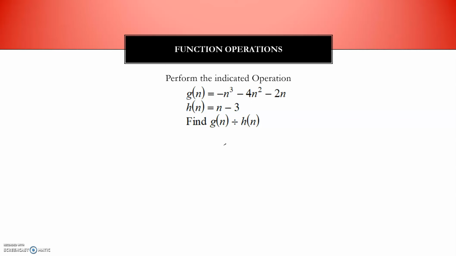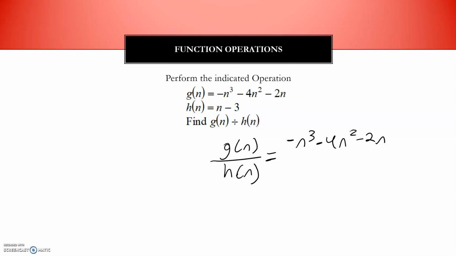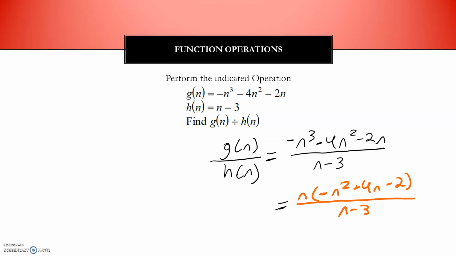Okay, well, we know division can also be made as a fraction. So g of n divided by h of n would be equal to negative n to the third minus 4n squared minus 2n over n minus 3. I should factor just to make sure there's nothing in common here. So I can pull an n out on the top. That would be negative n squared minus 4n minus 2. N squared minus 4n minus 2 is prime. There are no factors of 2 that give me 4. N minus 3 cannot be factored.